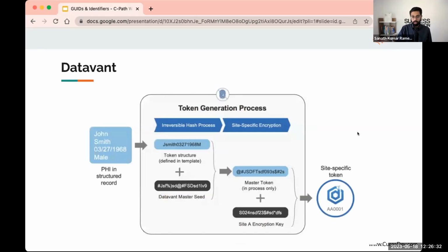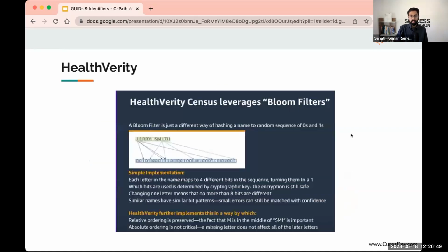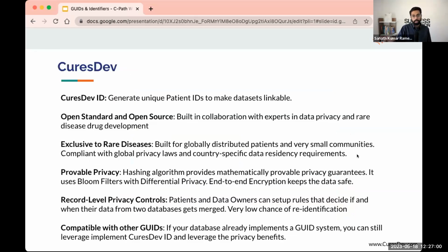There's a commercial company called Datavant. They have a token generation process. It's the same thing. They have a hashing algorithm that's a little bit more tolerant to misspellings and can take arbitrary data. They do some encryption on top of it to generate the site-specific tokens. There's another company called HealthVerity, which leverages Bloom filters. This is an implementation detail, but Bloom filters give you more tolerance to misspellings and other things based on the way they're implemented. My company, CuresDev, essentially generates patient IDs to make the datasets linkable using Bloom filters.